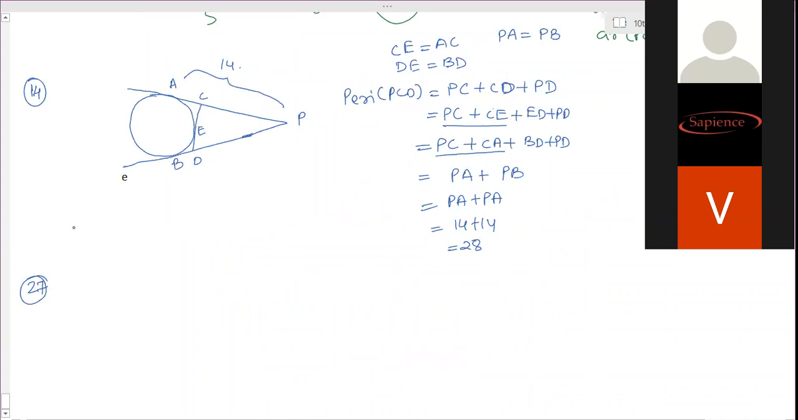PL plus LM. PA is equal to PB. PA can be written as PL plus LA. PB is PN plus BN. So PN plus LA, LA is equal to LM, and PN plus BN is equal to MN. Done. That's all.